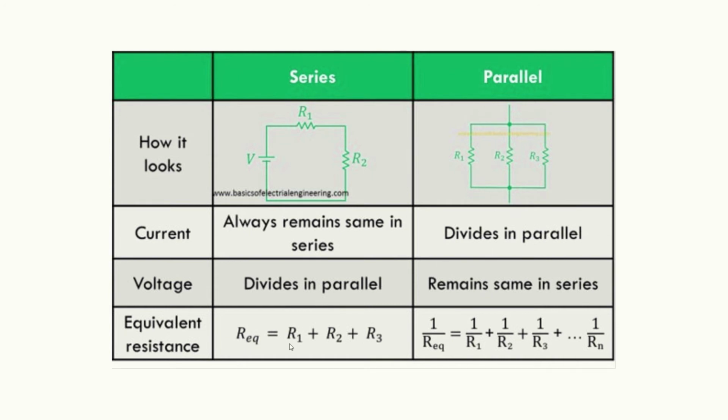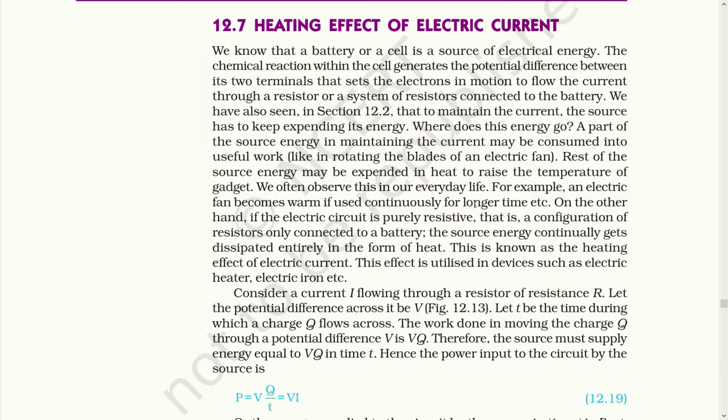The equivalent resistance in a series connection of 3 resistors would be R1 plus R2 plus R3, that is the sum of all the resistors. While in parallel, it would be the sum of the reciprocals of all the resistors. Now let's study the heating effect of electric current.